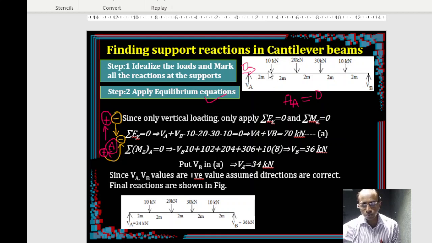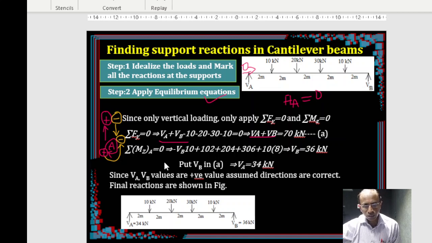So simply add it: 10, 20, 1, 2, 3 and 1. So how much total? It becomes 70. So then you get a straight value of VA plus VB. Two reactions are there, right? Upward. So VA plus VB, you got one equation, right?